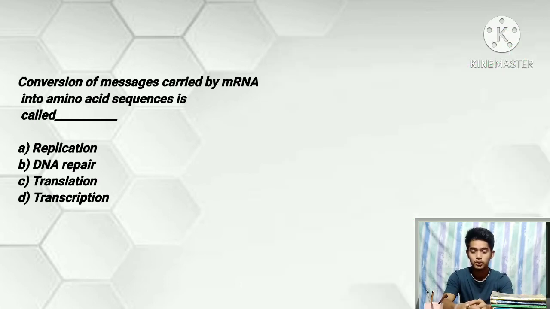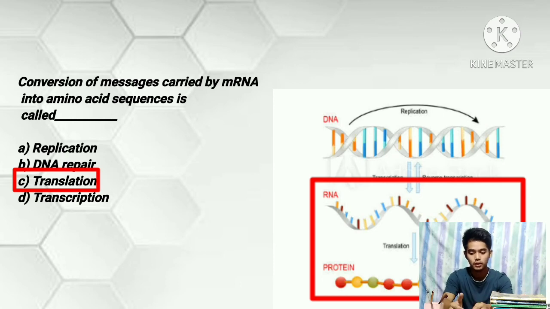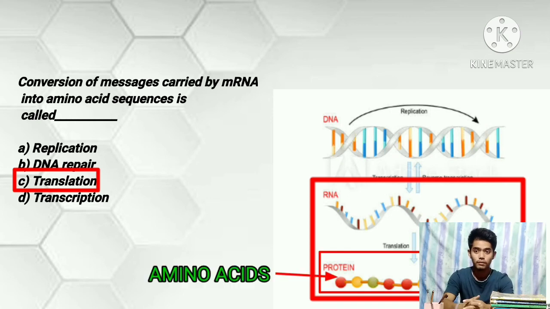The last question: the conversion of messages carried by mRNA into an amino acid sequence is called A, replication; B, DNA repair; C, translation; D, transcription. The correct answer is letter C, which is our topic for the next video. Translation is the process of conversion of mRNA-based sequences into amino acids.